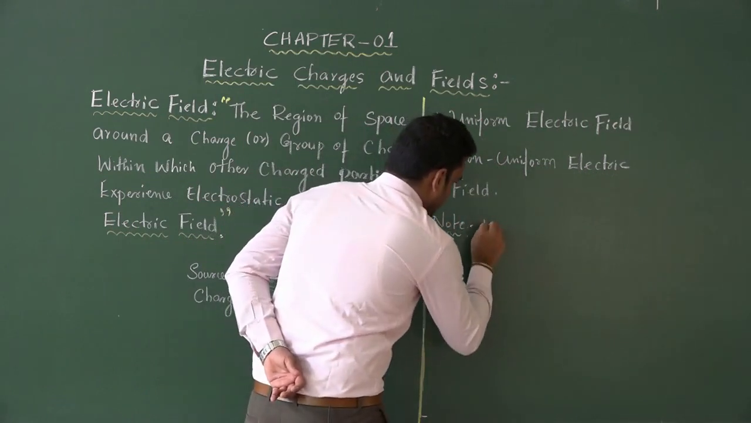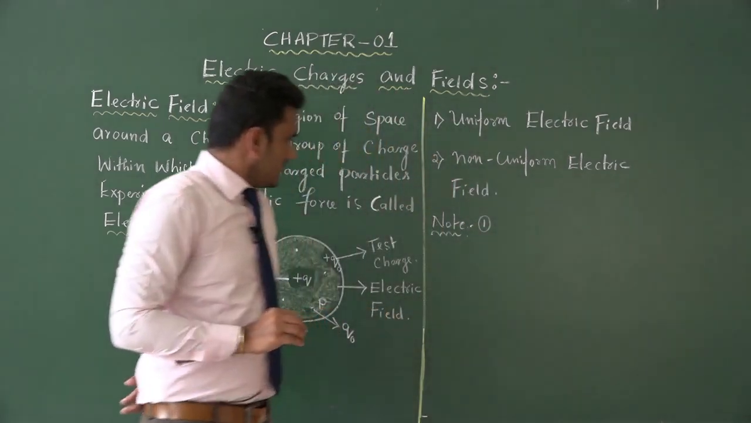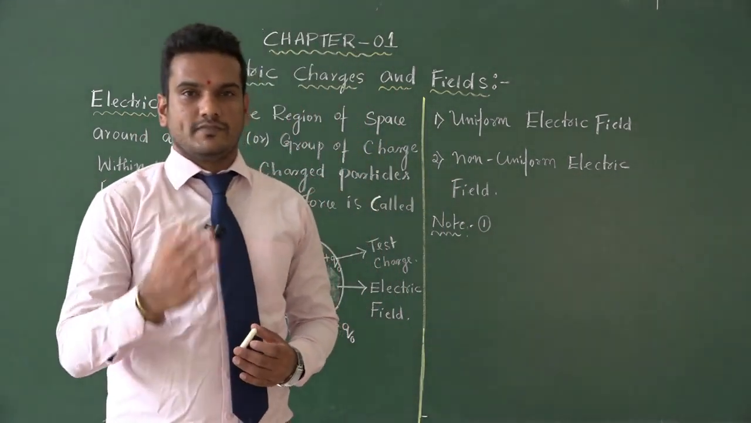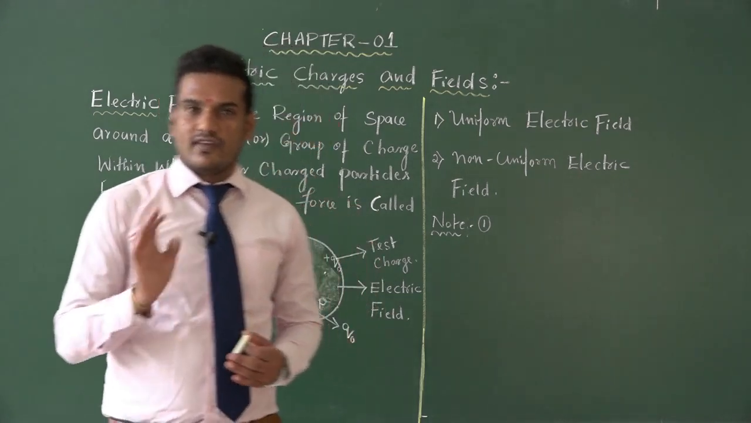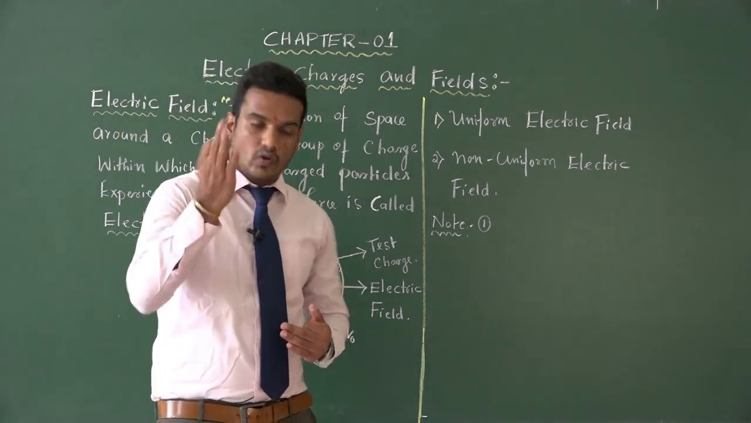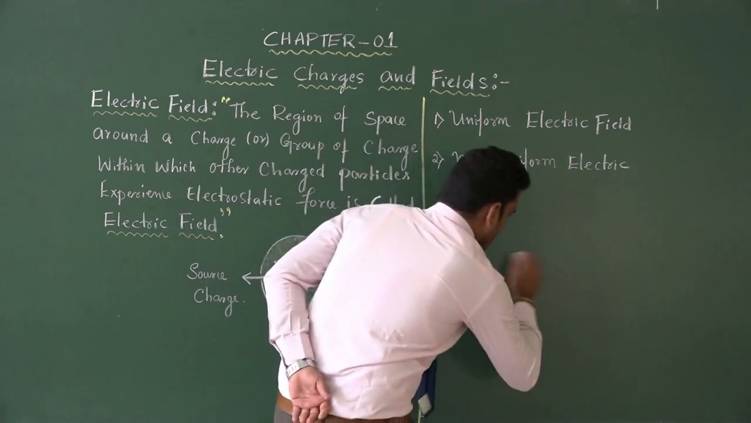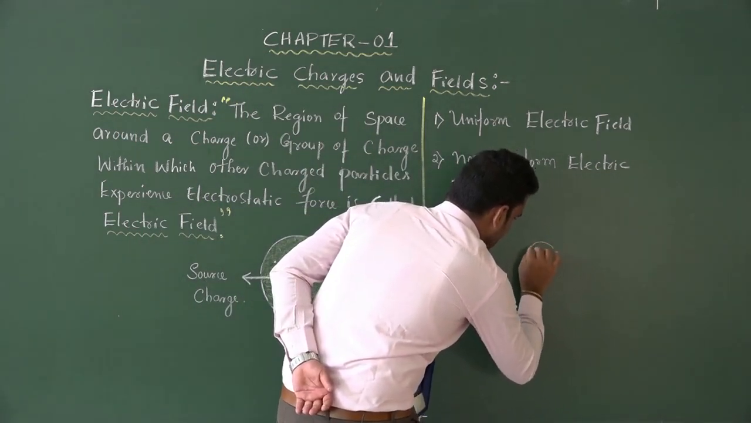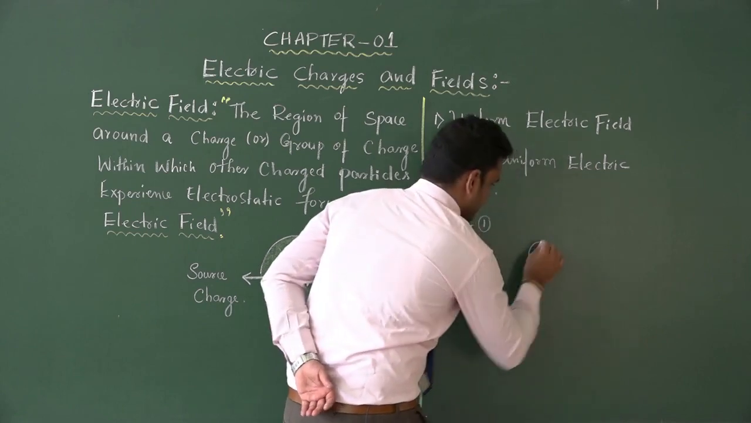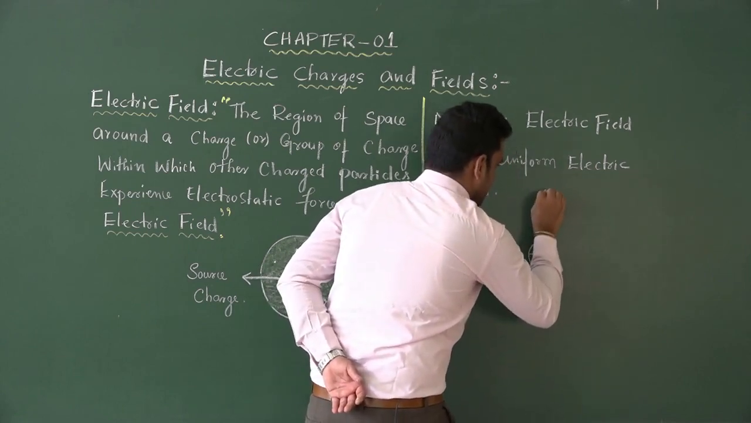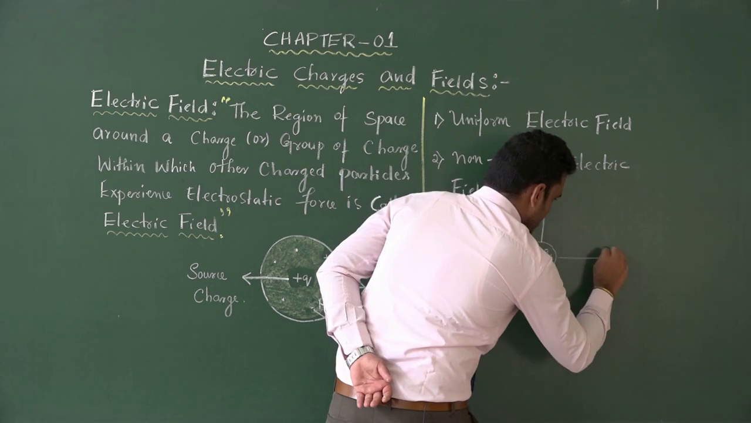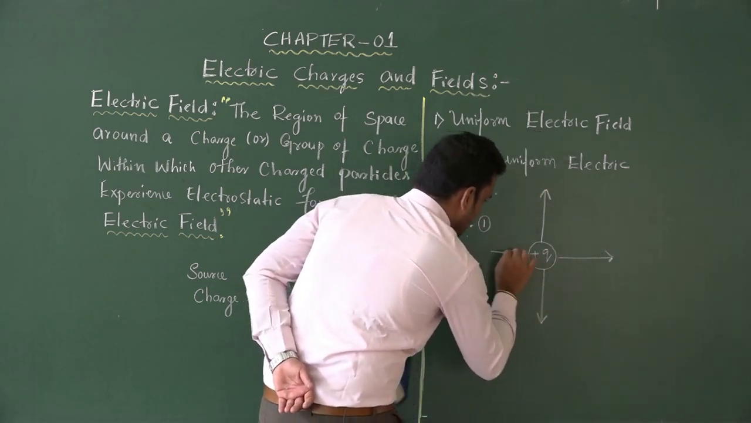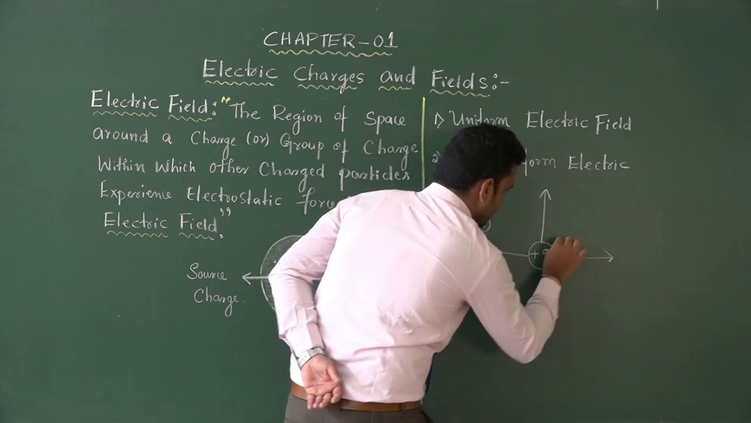Next note, the first one: if the source charge is positive, the direction of electric field is directed outwards. Look at the diagram. See, this is the source charge, the positive source charge. If the source charge is positive, the direction of electric field is directed outwards like this.